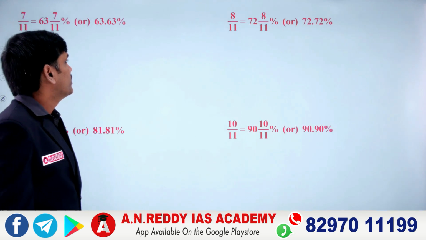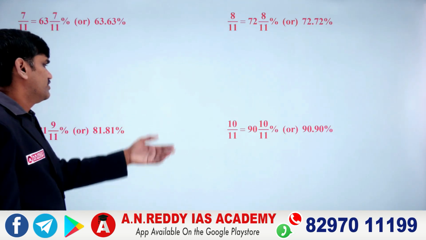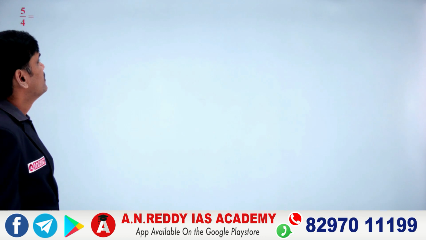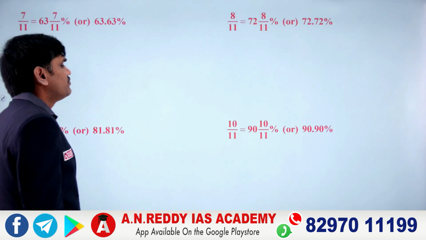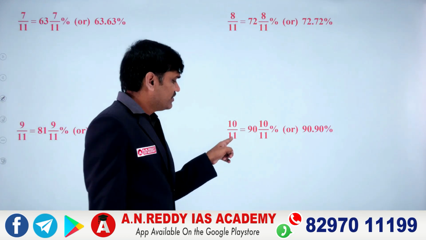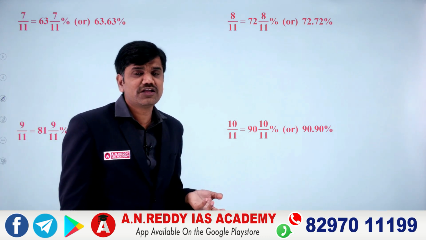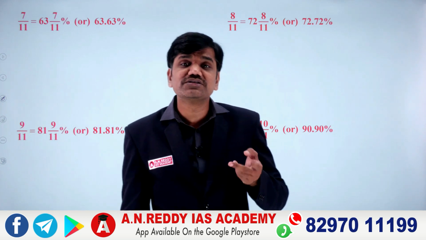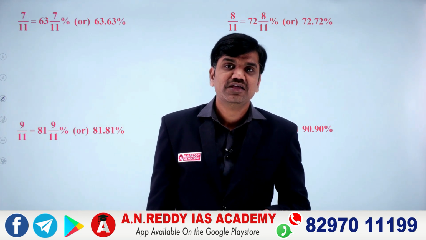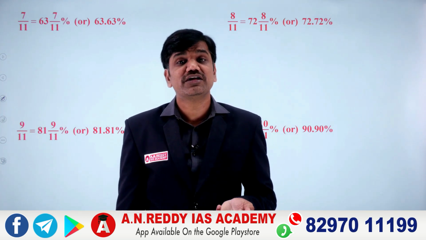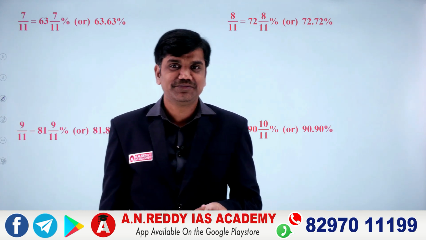Now let us move ahead further. So 1 by 11, I am continuing up to 10 by 11. Sir, how should I learn the fractions? If you are having some value here, you have to learn up to 1 less than that. Say suppose I am talking about 1 by 7, you have to learn up to 6 by 7. If I am talking about 1 by 11, you have to learn up to 10 by 11.